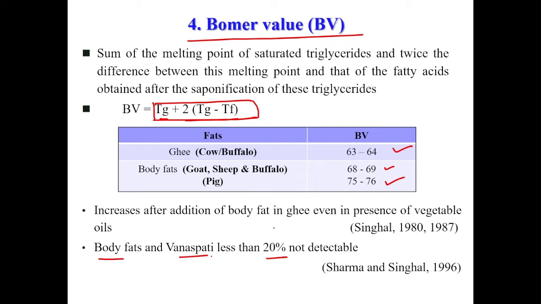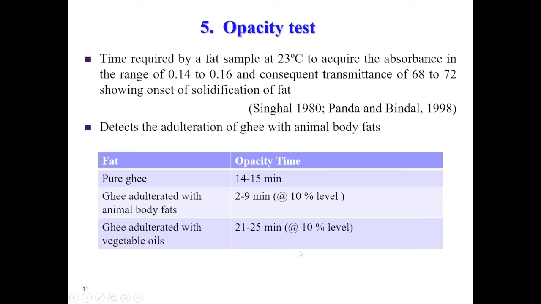Again, what do we mean by Boehmer value? Boehmer value is equal to Tg plus twice of (Tg minus Tf). Tg is the melting point of the saturated triglyceride, and Tf is the melting point of the saturated fatty acids obtained after the saponification of these triglycerides. Using this test, adulteration of less than 20% is not detectable for body fats and vanaspati ghee. Then comes the opacity test.